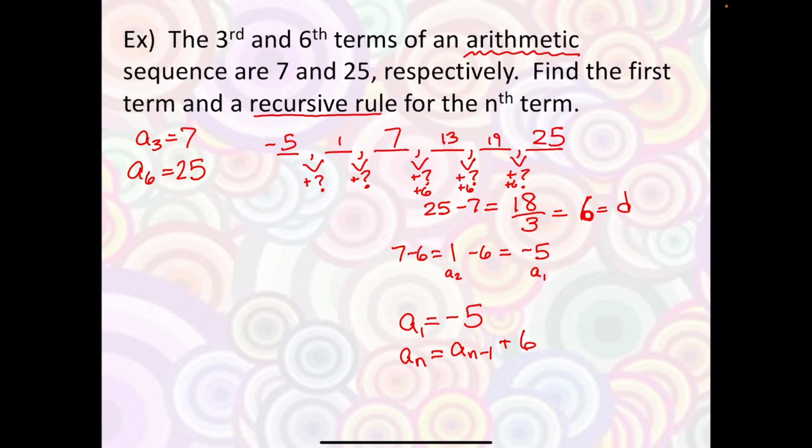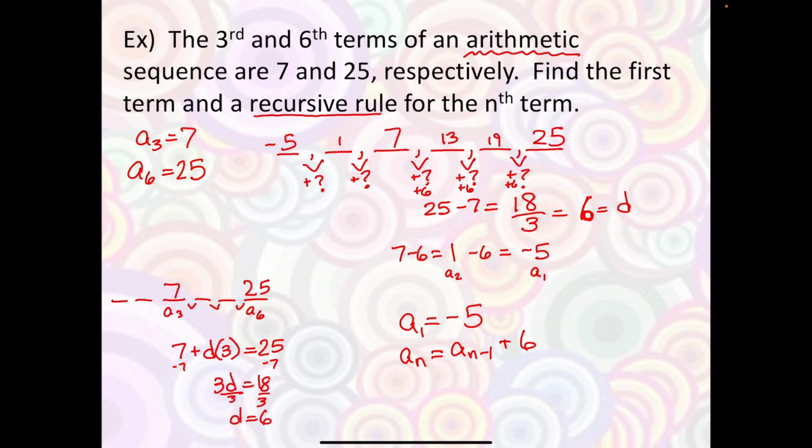Now that's not the only way to do it. When we knew term 3 and term 6, we could have said, well, I know that if we have 7, we would need to add whatever our common difference is 1, 2, 3 times, and that would give us 25. We could solve that equation, which is really the same steps. And we still find that the common difference is 6.